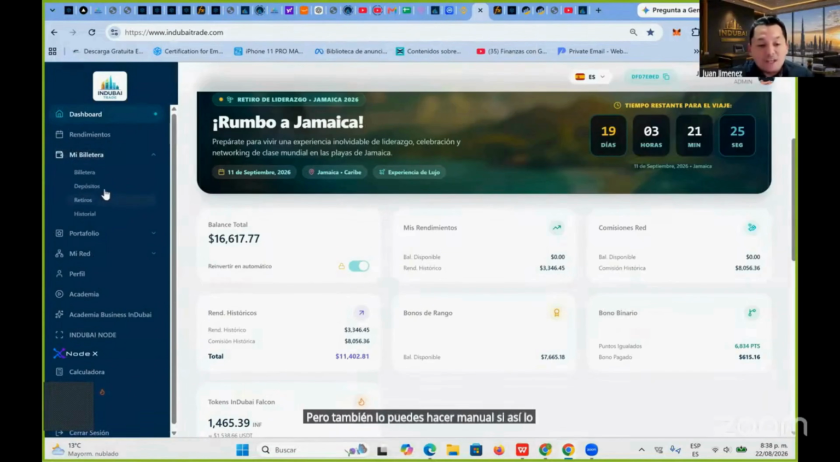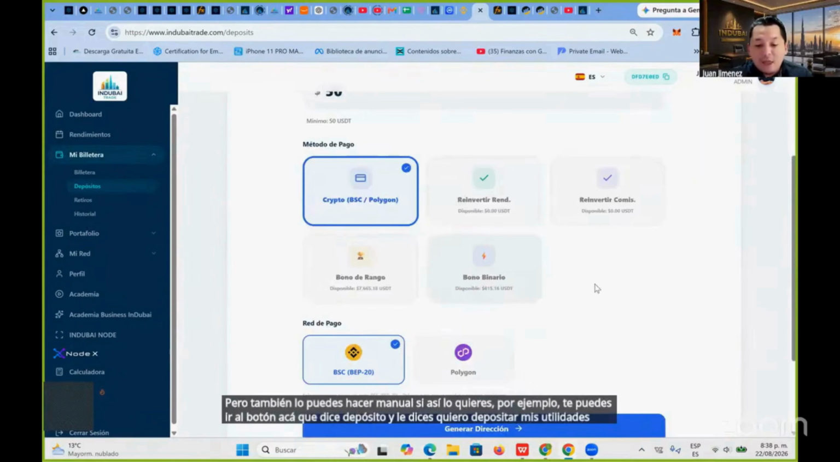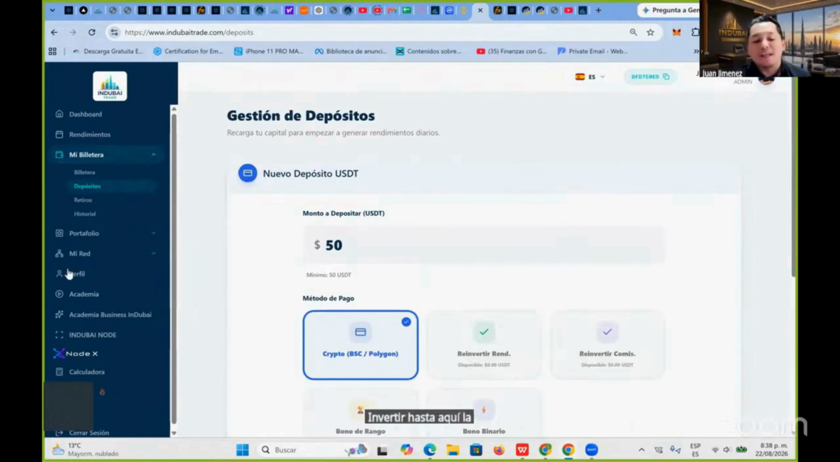For example, you can go to the button here that says deposit and tell it you want to deposit your profits from wherever you have them. You can activate everything that is bonuses, which is already the part for developers. You can also invest it. That's it for the investment and investor part.